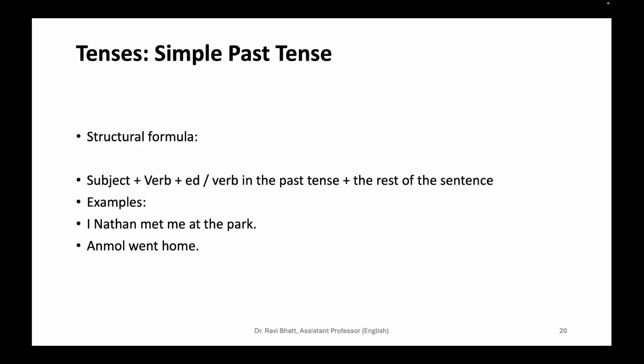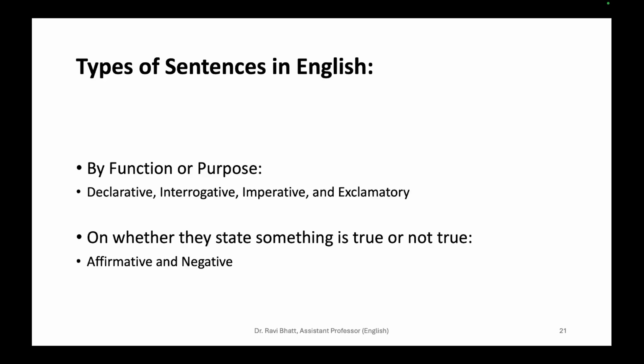Examples: Nathan met me at the park. Or Anmol went home. These are examples of simple past. Now, since we know there are some types of sentences in English, we are going to discuss this variation of past tense in some of the sentences that we know exist in English.